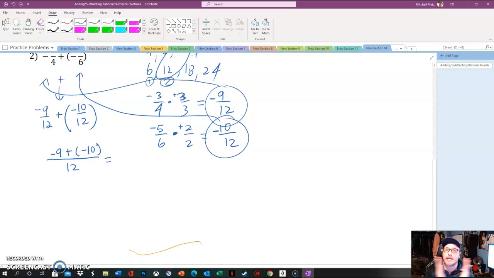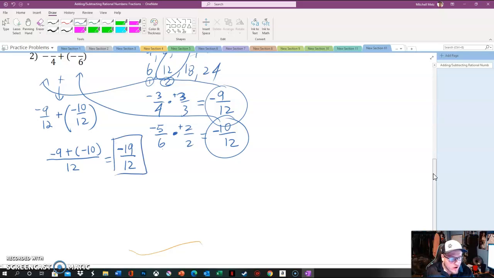When you have two numbers that are the same sign and you're adding them, they just get bigger. So it's just adding. So 10 plus 9 is 19. And then because they're both negative, it's a negative 19. And then I rewrite 12. My denominator does not change. And that is my answer, negative 19 over 12.